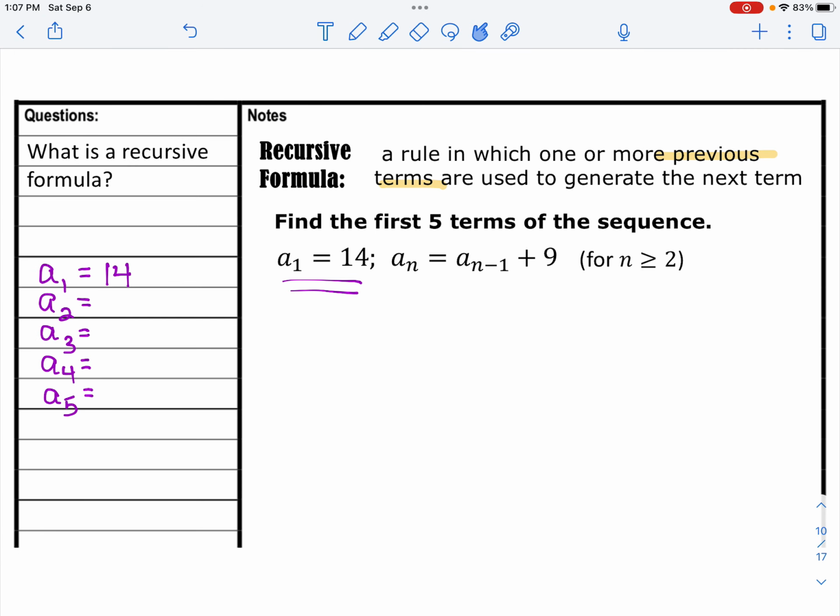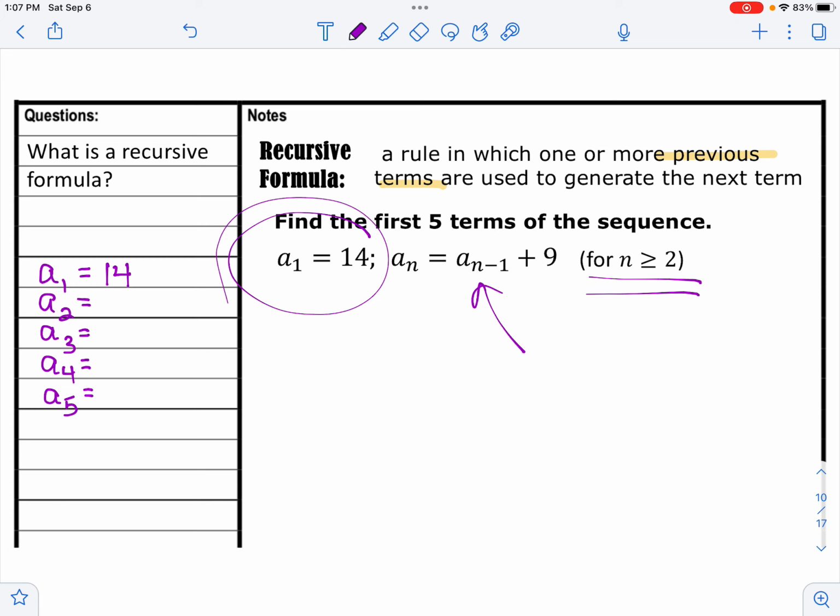Okay. So let's do this. We know, here's my rule. This is the rule. And you'll notice over here it says for n greater than or equal to 2. So that means if you're going to plug something in for n, it has to be 2 or bigger. Well, the reason for that is because they already give you a 1. So then this rule only works if it's anything 2 or bigger for n. That's why they say that.